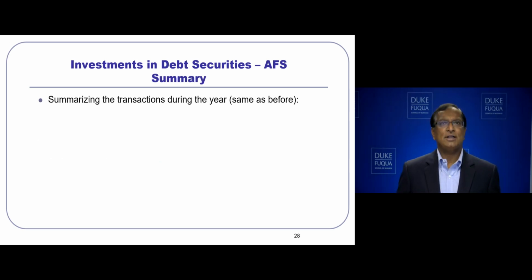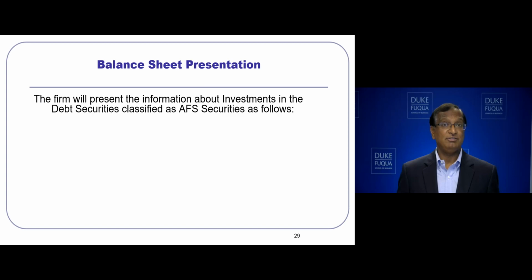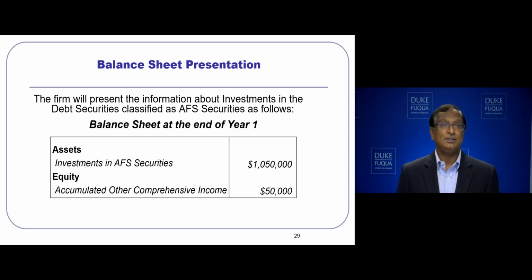So let's summarize the transactions during the year. So the firm purchased a bond for $1 million. There is an unrealized gain of $50,000. So on the balance sheet, the value should be $1,050,000. And that's what you will see on the balance sheet of this firm. Now, in addition, you will also see accumulated other comprehensive income of $50,000 on the balance sheet.